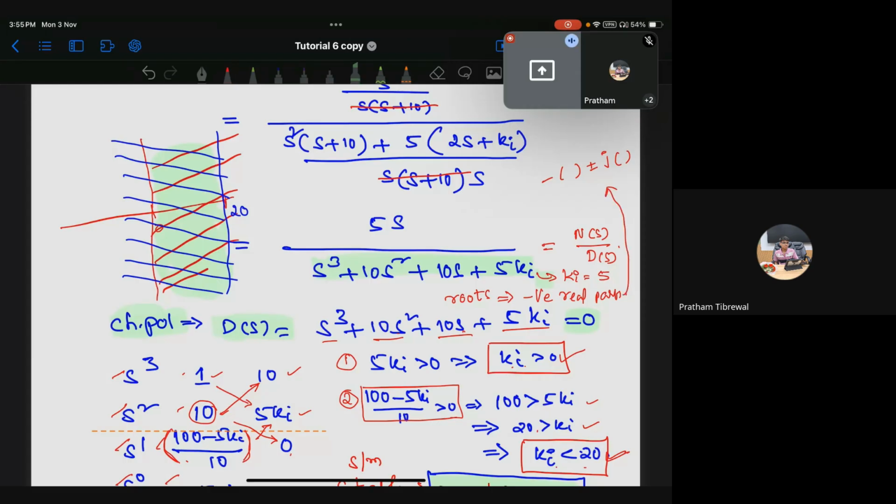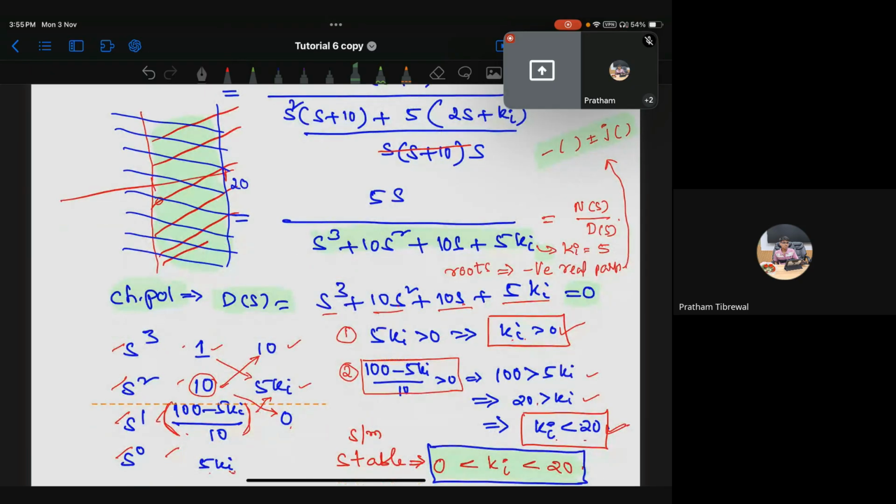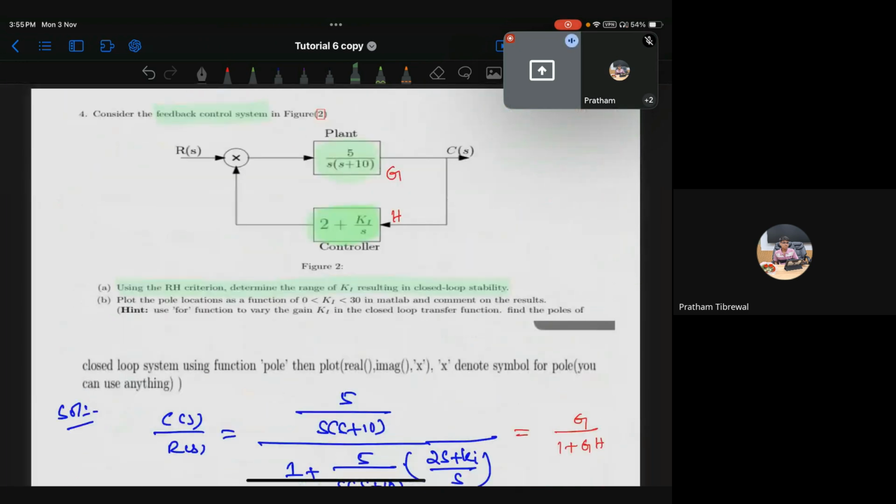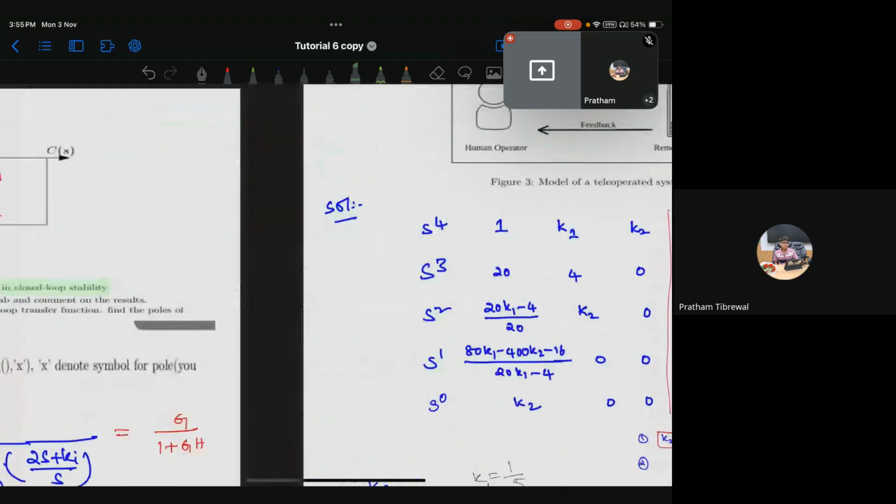Is this clear? That is how we get it: the roots will lie on the left side of the j omega axis. If there is no imaginary term, you get the root on the real axis. If there is an imaginary term, it will be off the x-axis, but it will be on the left side of the j omega axis. Any queries in this problem? Okay. Next.